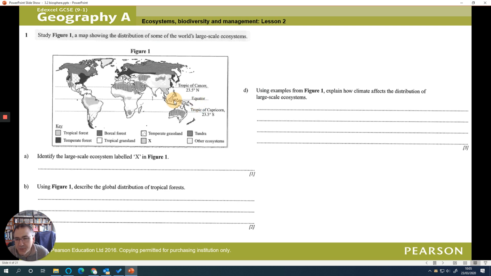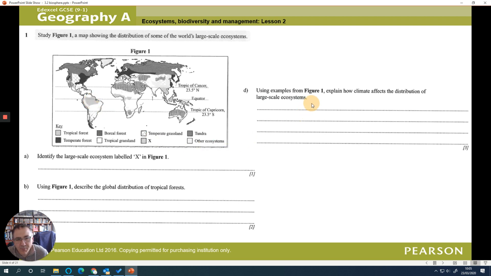We could then go on to look again, like we've done before, at which continents they're found in. So we can see mostly they are found in South America, Africa, and Asia. You could then go on to mention a country in which they are found. So, for example, over here in Brazil.